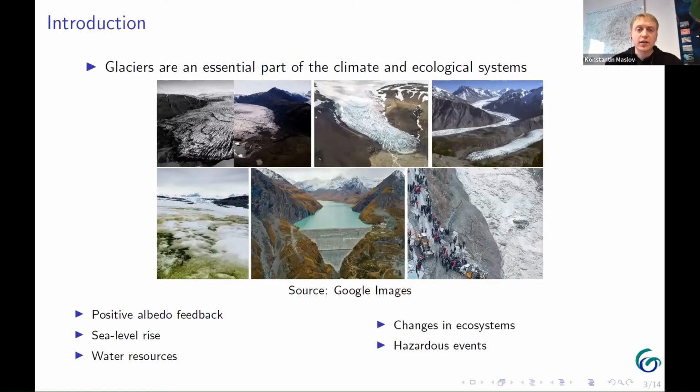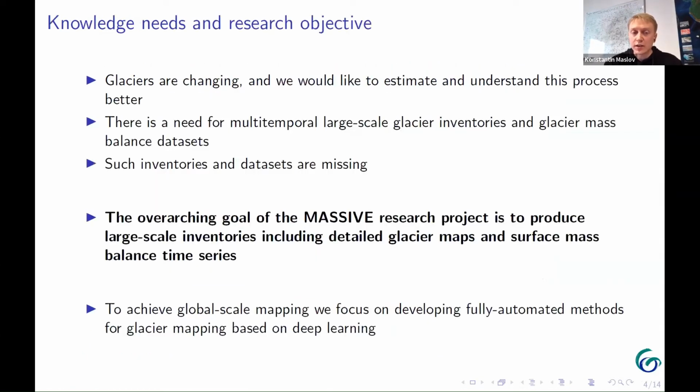So as we all know, glaciers are an essential part of the climate ecological systems. They are directly related to climate change because they're good predictors of climate change. They're related to sea level rise, to the availability of water resources in terms of amount and quality. They also affect the ecosystems, and glacier shrinkage increases the frequency of hazardous events such as glacial lake outburst floods.